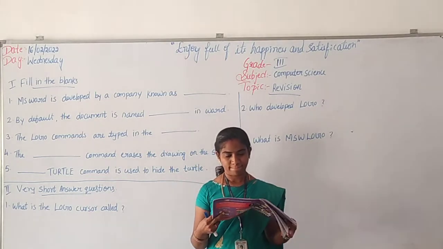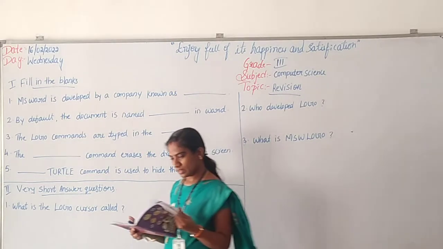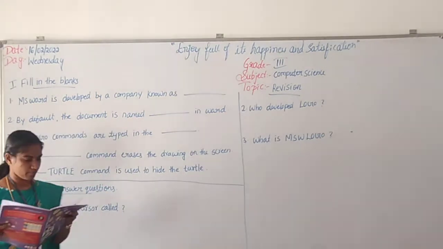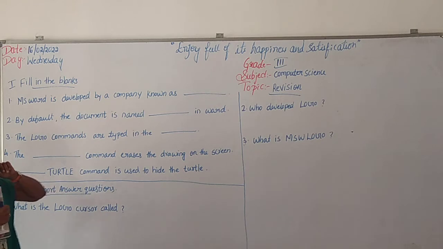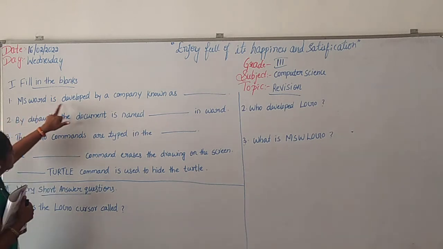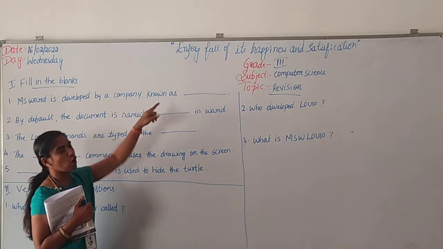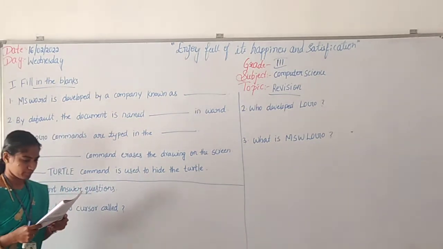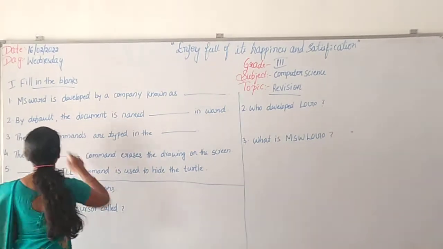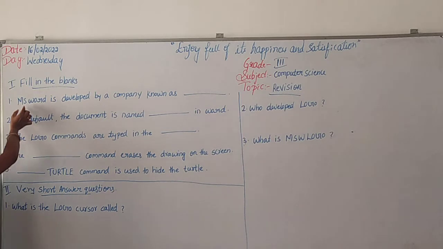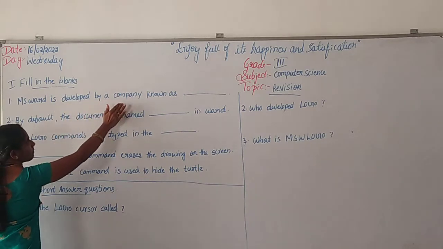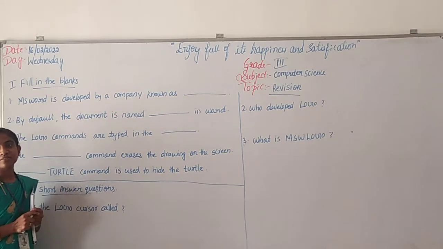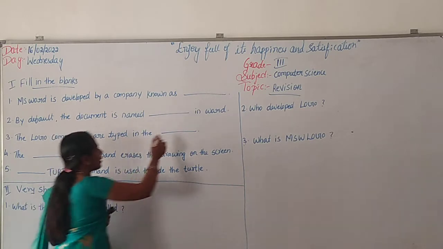Then we'll start filling the blanks. I'll ask one by one. You should tell the answer. MS Word is developed by a company known as? Yes, Gagan. Microsoft. See, MS Word here only is the answer, not Microsoft Word. MS Word is developed by a company known as Microsoft. M means Microsoft.